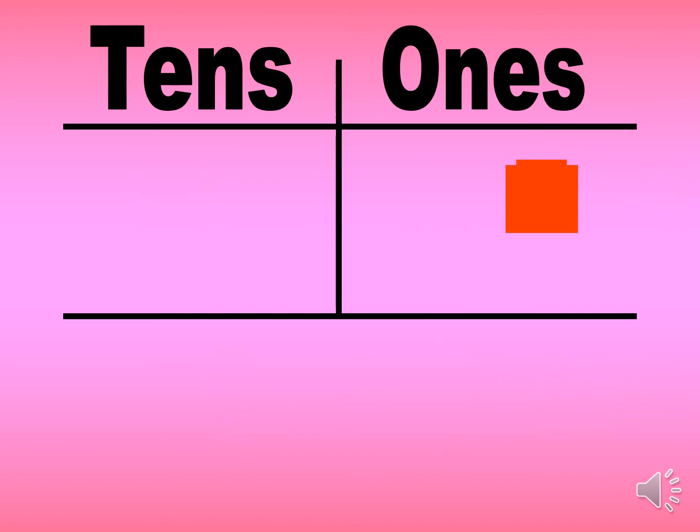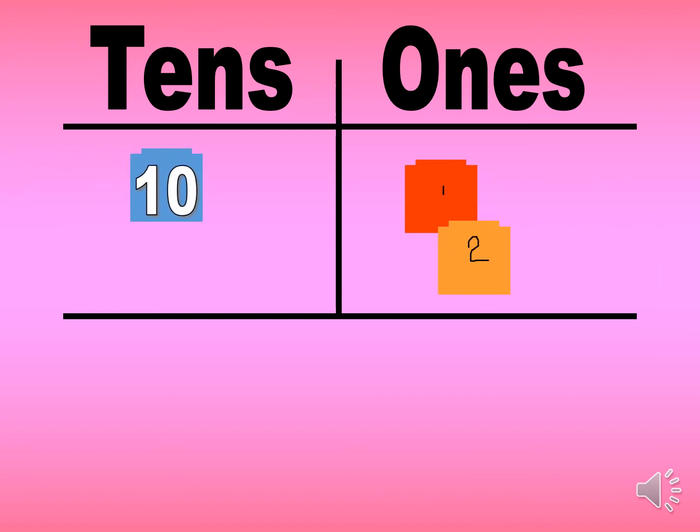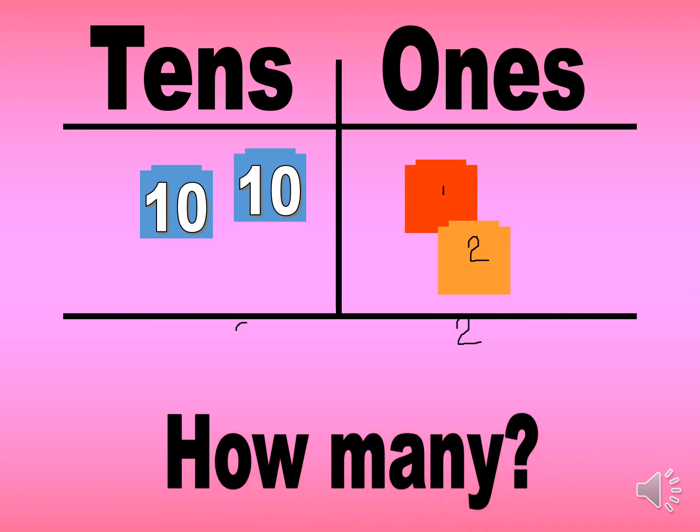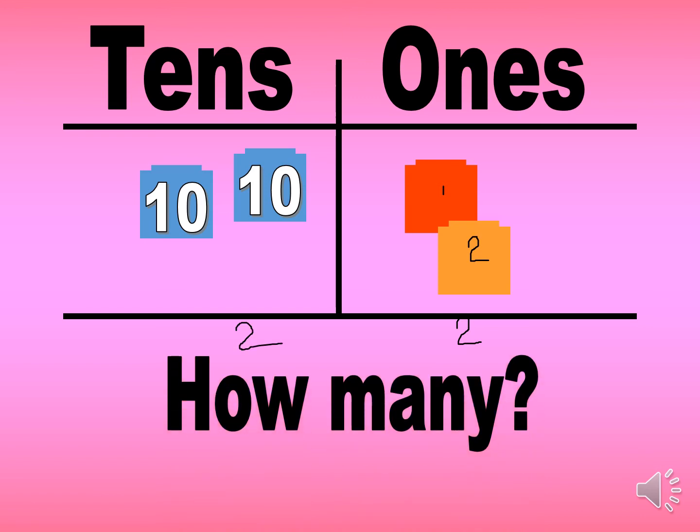How many tens and how many ones do I have? Let's count. 1, 2. I have 2 ones. And how many tens? 1, 2. What's my number? 22.